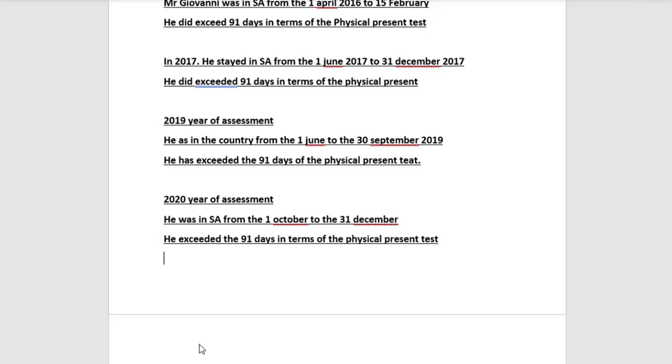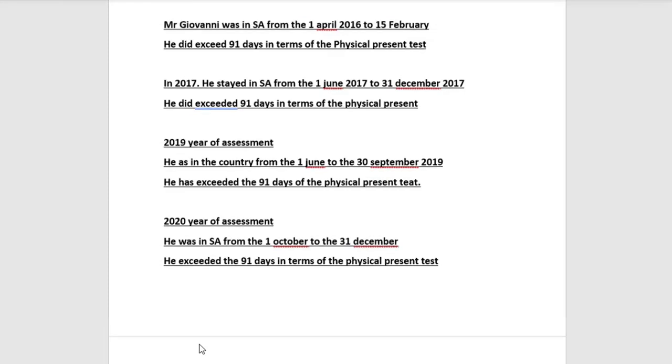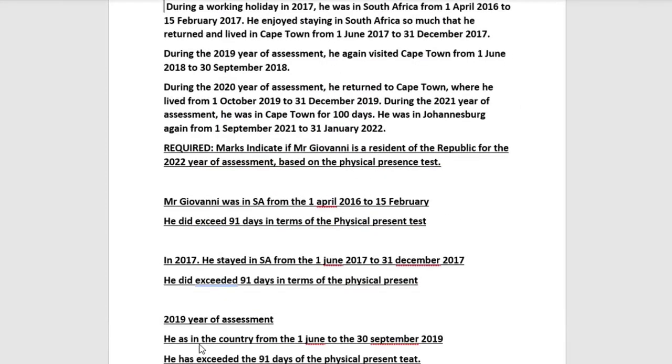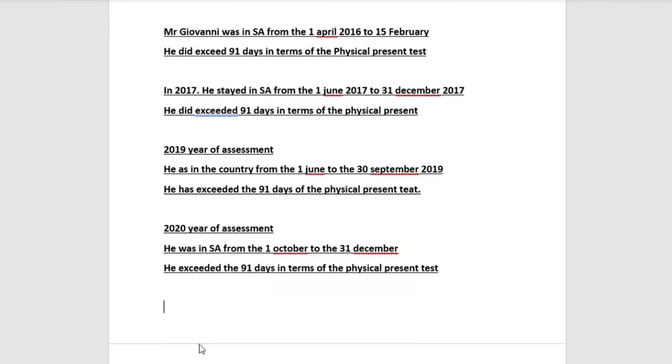Which year of assessment do we have again? Let me see the question again. During the 2021 year of assessment, he was in Cape Town for 100 days. So he exceeded the 91 days.